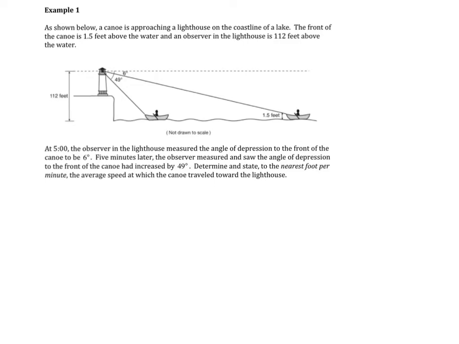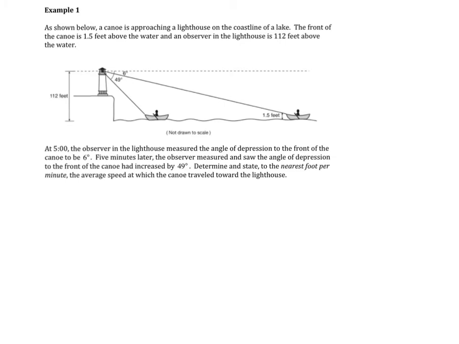Example 1. As shown below, a canoe is approaching a lighthouse on the coastline of a lake. The front of the canoe is 1.5 feet above the water, and an observer in the lighthouse is 112 feet above the water. This one's a little bit more difficult, and you really have to think about it in order to set it up.